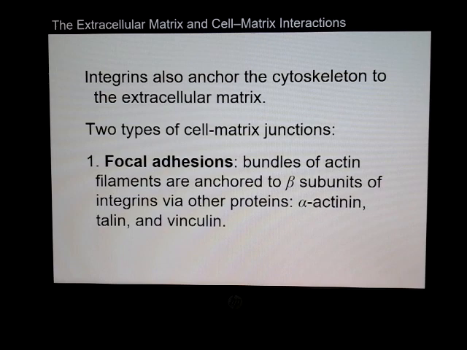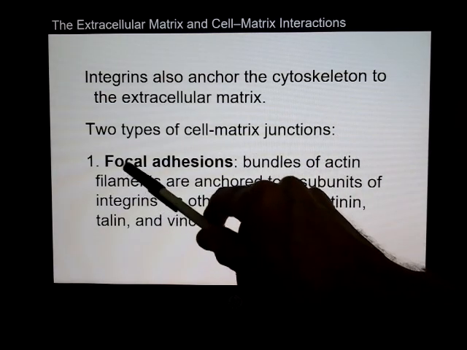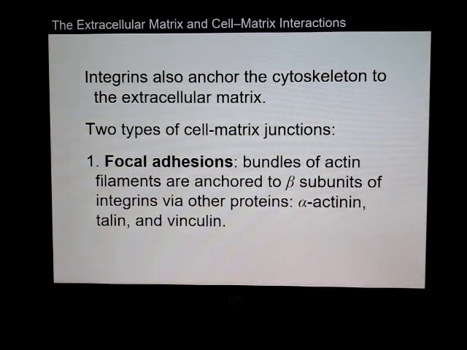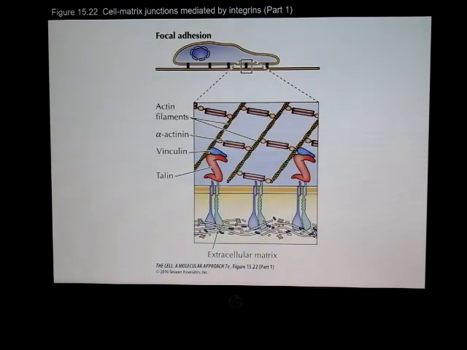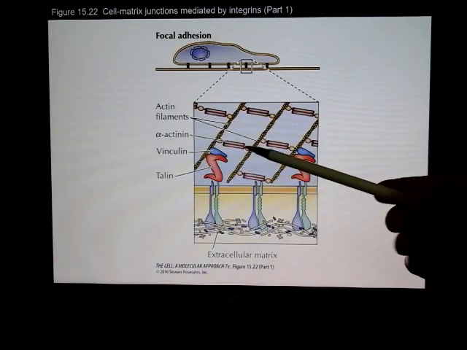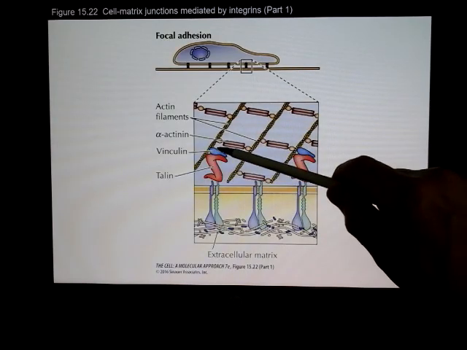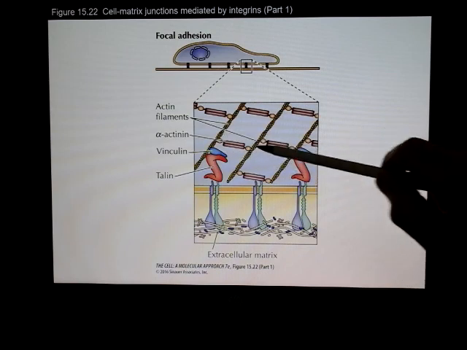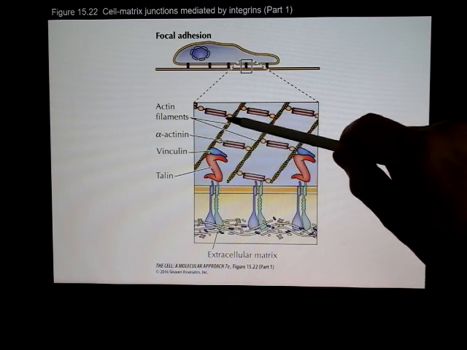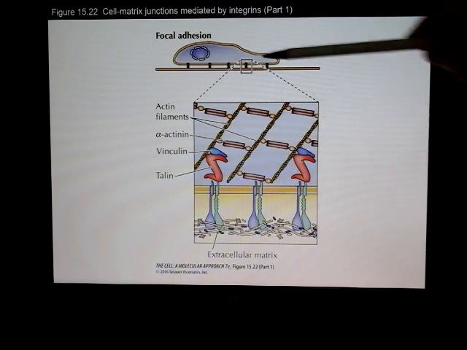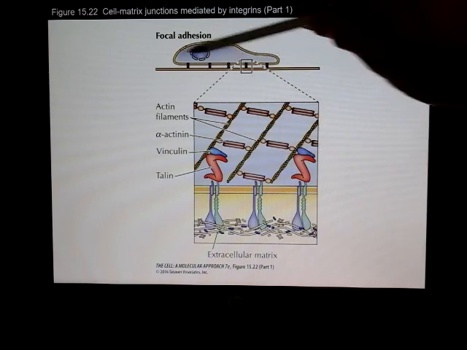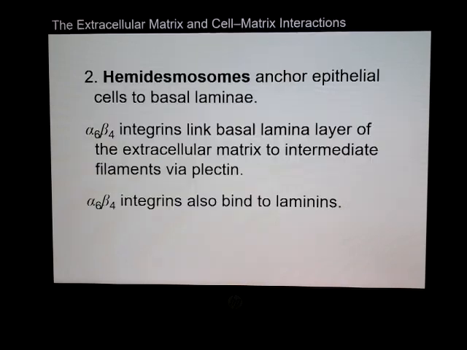So two types of cell matrix junctions. Please know we have what are known as focal adhesions. Those are bundles of actin filaments and are anchored to beta subunits of integrins by alpha-actinin, talin, and vinculin. So here's your talin here, guys, your vinculin. Here's your alpha-actinin, and you've got your actin filaments here. So it's helping the cell then adhere to the surface.